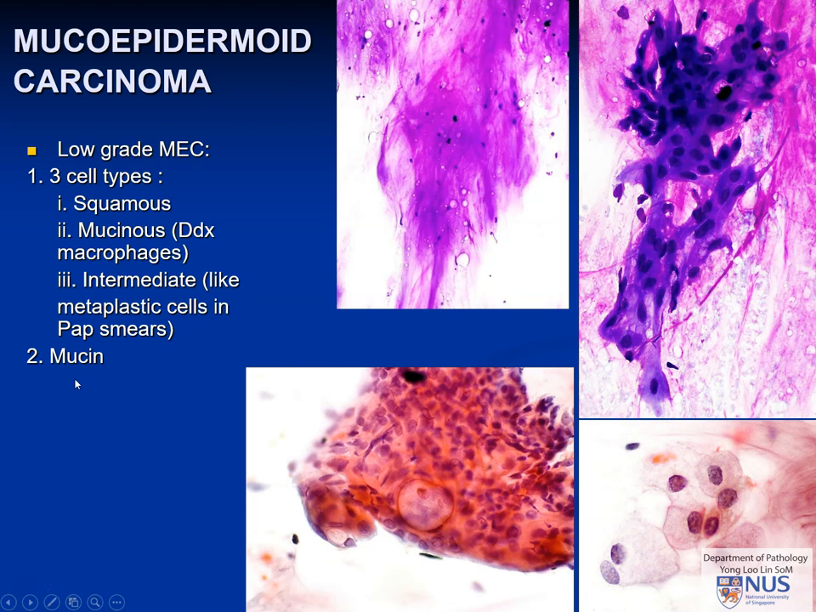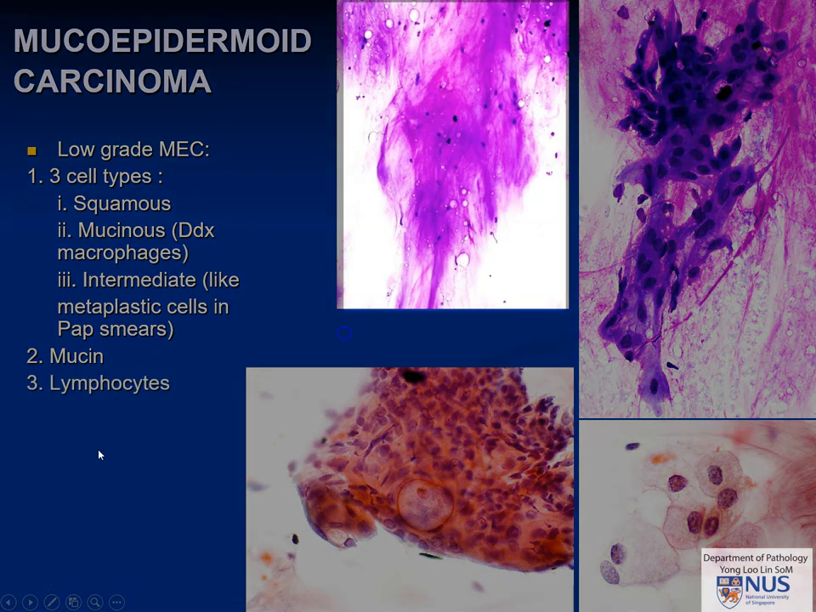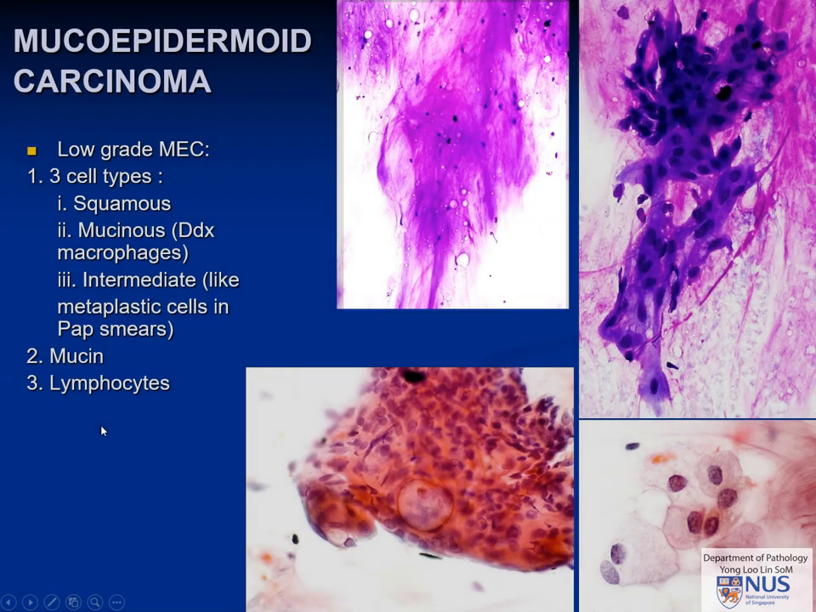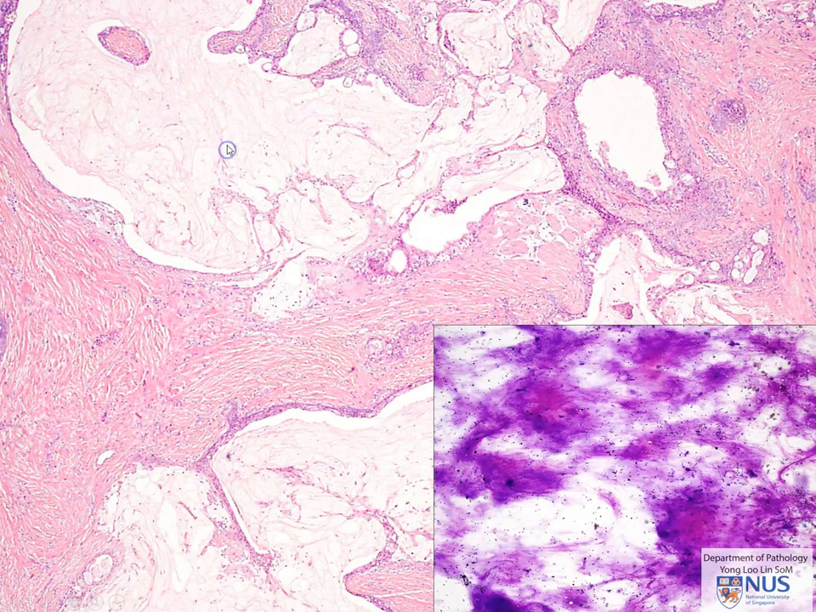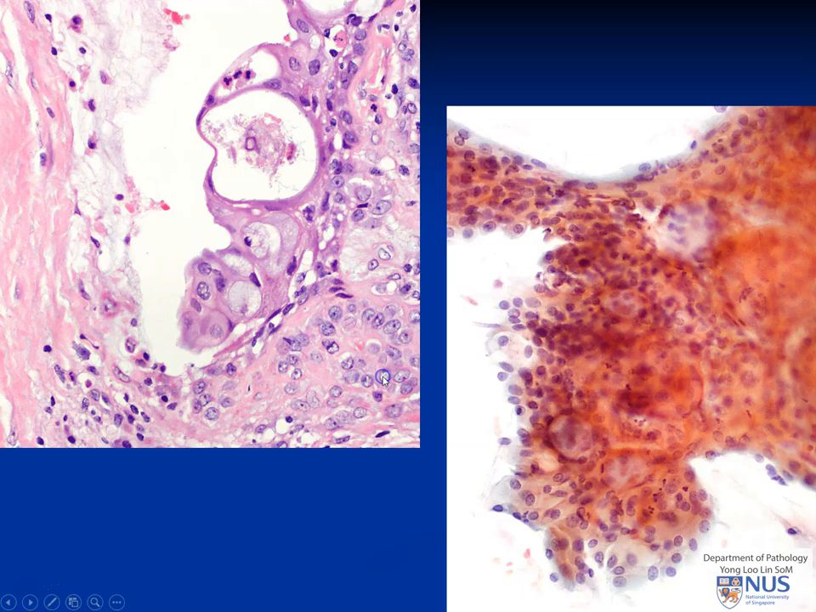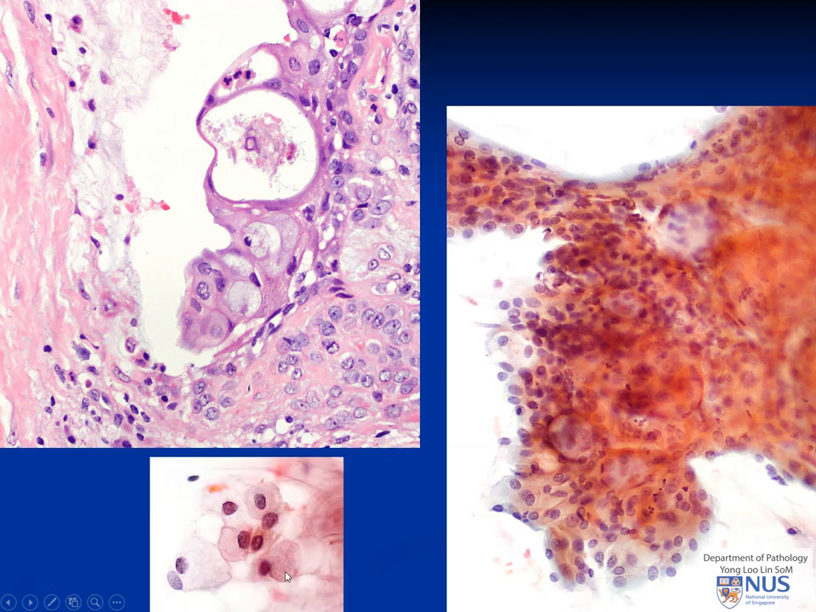And of course, you always need to look in the background for mucin. And as I mentioned earlier on, you may also see quite a few lymphocytes in the background. Here is a histology picture, and you can see these large cystic spaces containing mucin, and this is where we aspirate the abundant background mucin from. And here is a high magnification picture showing the epidermoid cells and the mucinous cells correlating with cytology. And again, don't forget that these cells which resemble macrophages, they usually have slightly more hyperchromatic nuclei. These are actually epithelial cells.